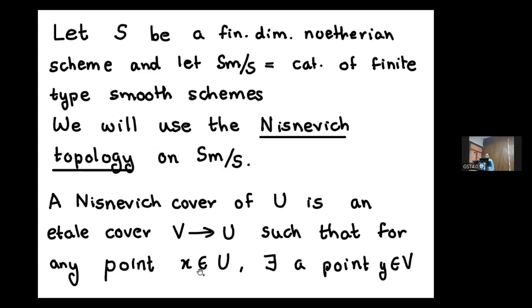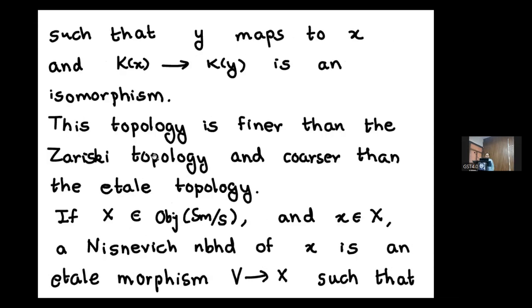any point x of U, there is some point y of V such that y is mapping to x, and the residue points and the induced map on the residue fields is an isomorphism. So this topology is finer than the Zariski topology, but it is coarser than the étale topology, because every Zariski cover is going to be a Nisnevich cover, and every Nisnevich cover is also an étale cover, but every étale cover will not be a Nisnevich cover.